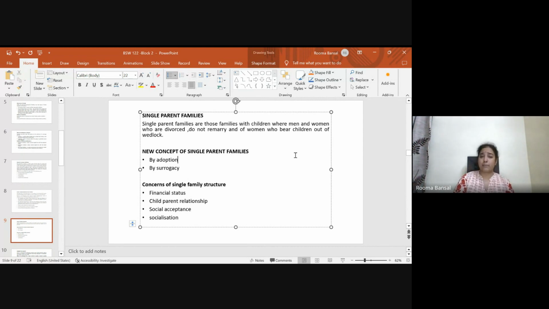In case of celebrities or upper class people, it is accepted. But still, in middle class or lower class, we generally do not accept single parent family, mainly in the case of adoption and surrogacy also.